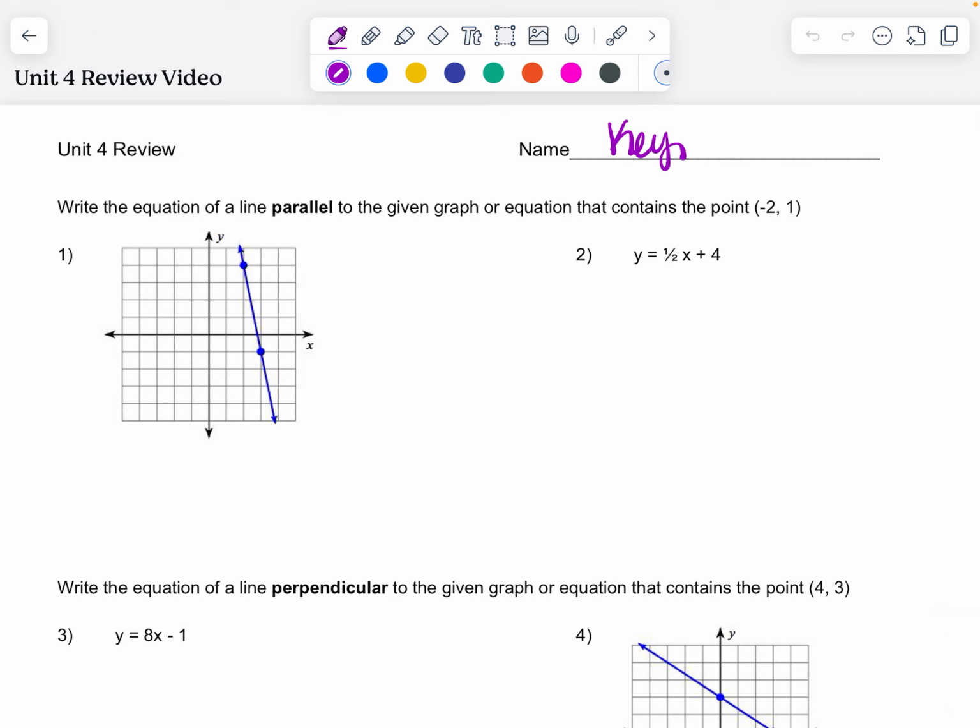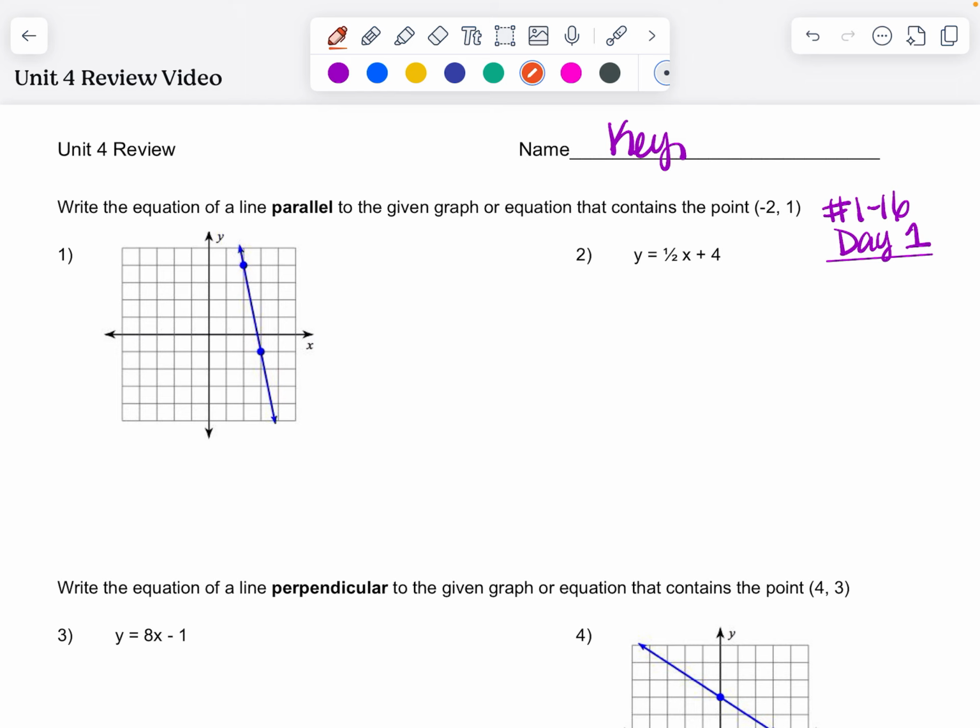So you will notice that problems 1 through 16, I'm going to write that over here, numbers 1 through 16, this is all day 1 material. Okay, so talking about parallel and perpendicular lines. Okay, so here we go.